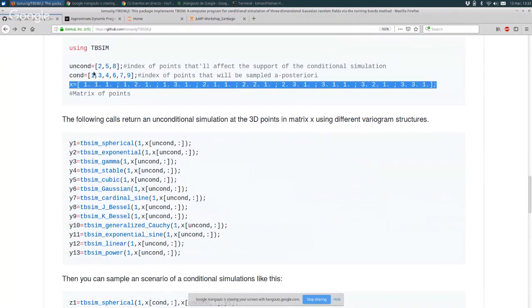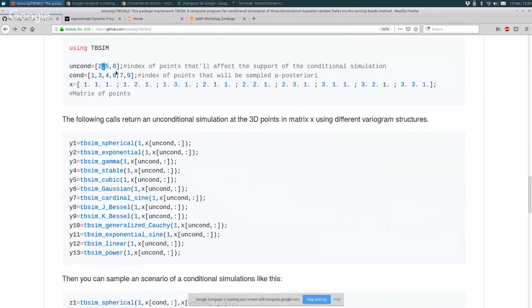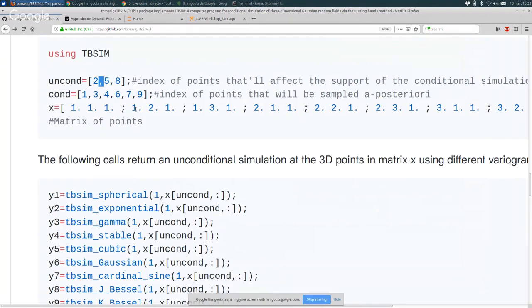Here I have some indexes that are representing the ones that I want to say that those are the simulations that will have no condition at the beginning. So I'm not conditioning on those points. I'm going to get an initial sample, and then I'm going to sample from the second set of points, conditioned on the first ones. Okay? Can you zoom in? Yeah. That's okay, that's good.